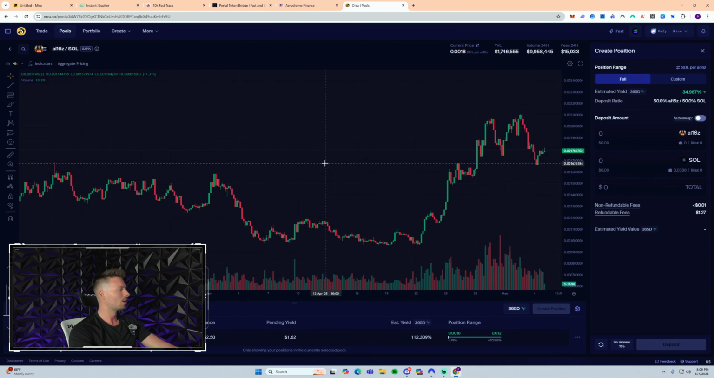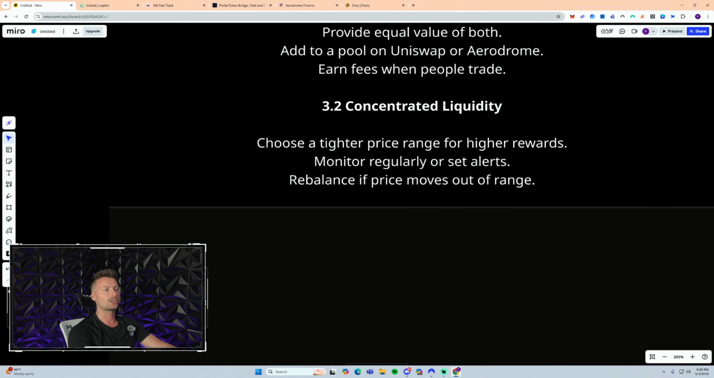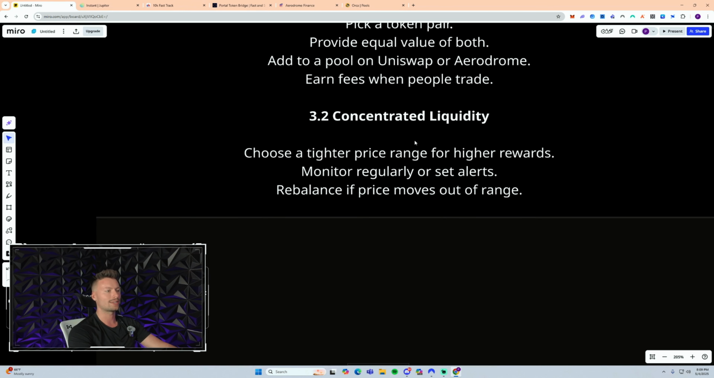Cool. Anyways, so concentrated liquidity. The difference between this and full range is that you're choosing a price range, you earn more rewards, but you have to monitor things regularly. You have to be watching price, set alerts on your phone, and rebalance if it moves out of range, or you'll quit earning fees.